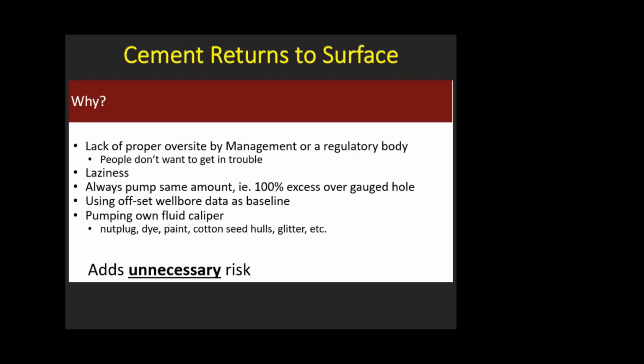Sometimes people use offset wellbore data as a baseline, which is actually not a bad start. But if you're not comparing exact apples to apples, was it the same number of days on hole? Was it the same pump rate the whole time? Did you use the same drilling fluid? And even if you do everything exactly the same, sometimes if you're a quarter mile away, the geology's changed and you're going to have a different hole size. So while that's not a terrible start, there's other things that need to be done.